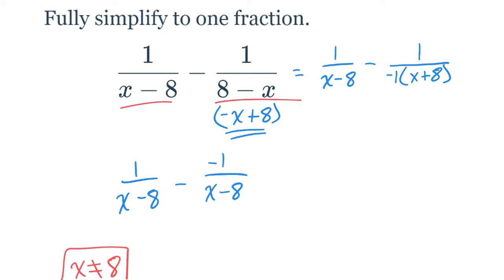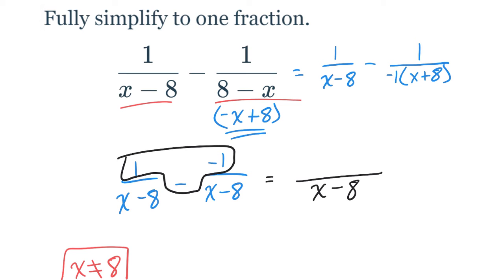So anyways, here we go. We have a common denominator, so we can rewrite that common denominator across the bottom. And then the top would be 1 minus negative 1. So it's 1 minus negative 1. And of course, we know that when we have minus a negative, we actually have plus. So this would be 2 over x minus 8.